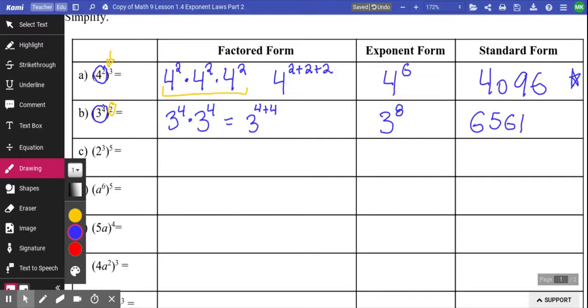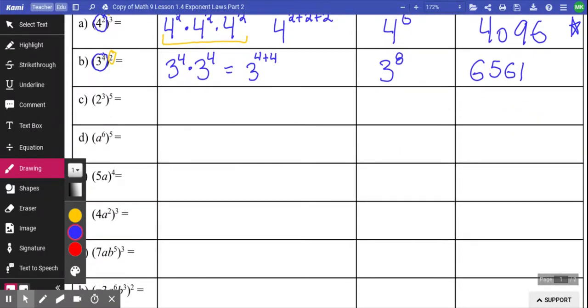Now, that's fantastic. It's a little bit slow if you're going to break every question down like that, though. So there is a quicker way. It's good to understand why something's happening, but then it's also good to know how to most effectively get through a question, right? So when you're looking at the next one, you have 2 to the power of 3, and then there's 5 of them. In factored form, that'd be 2 to the 3 times 2 to the 3 times 2 to the 3 times 2 to the 3 times 2 to the 3.